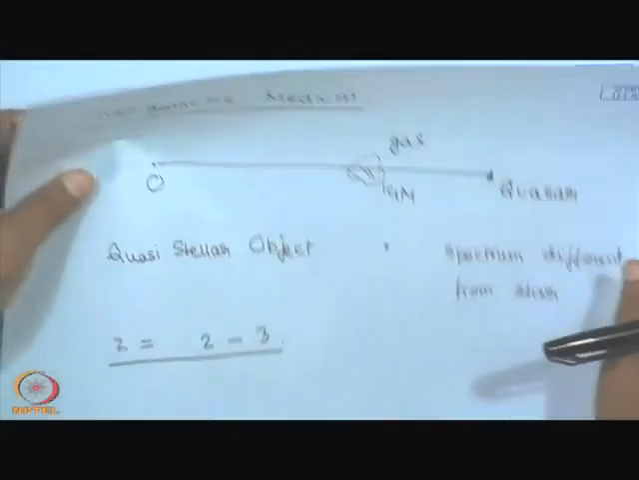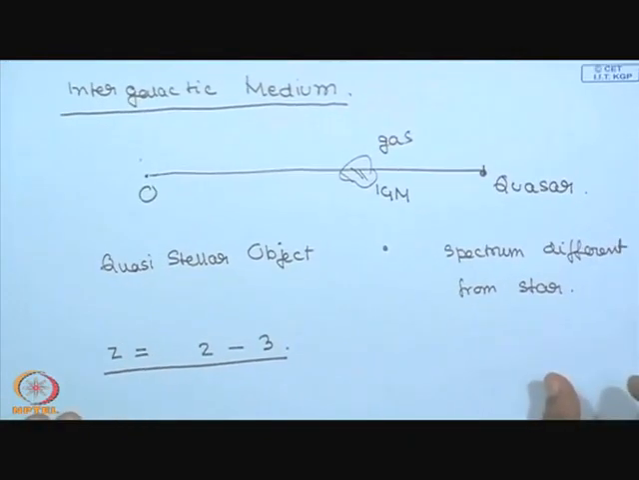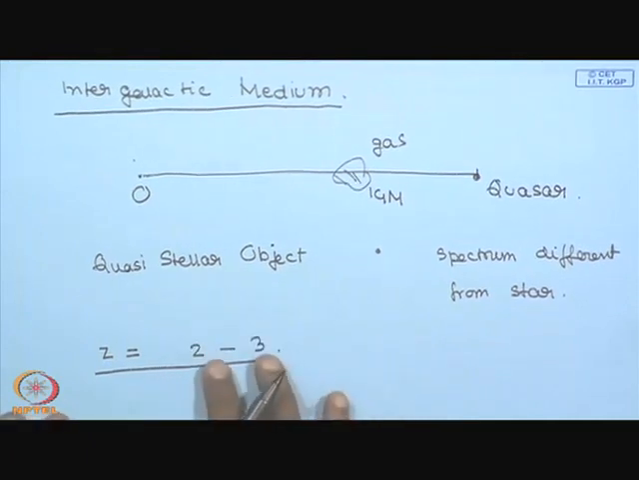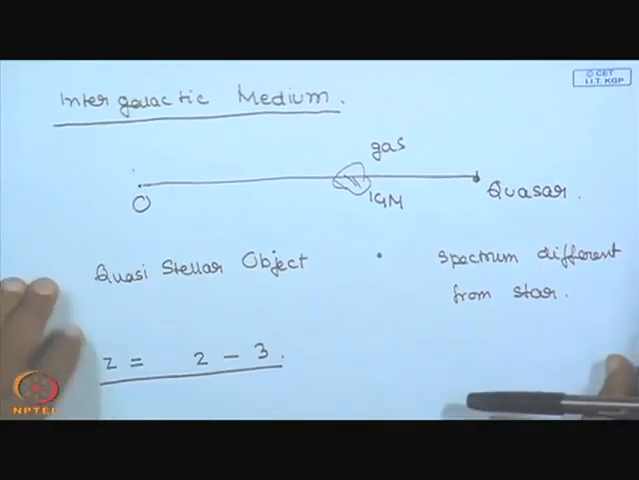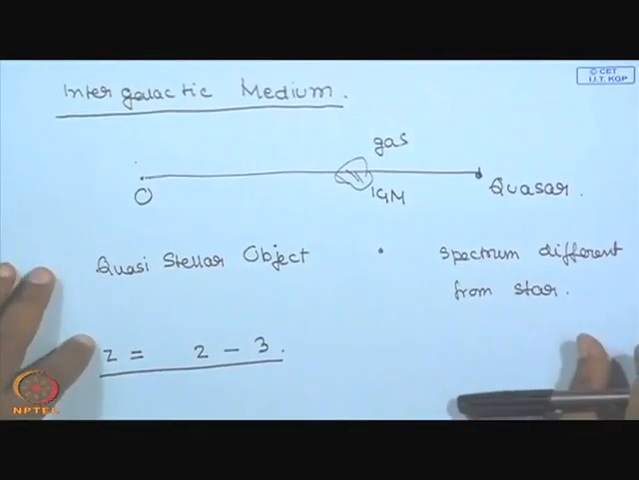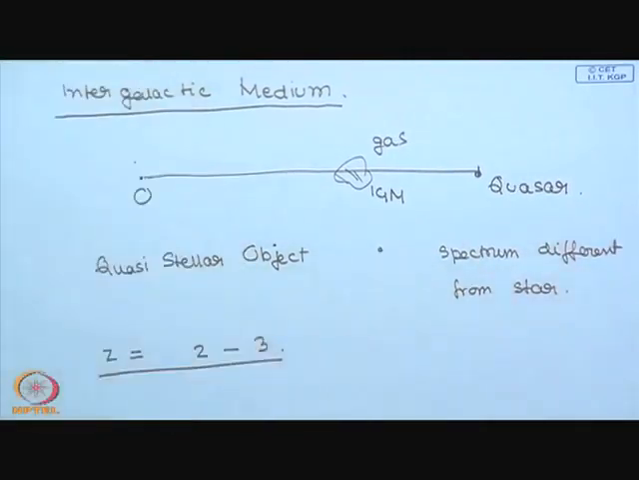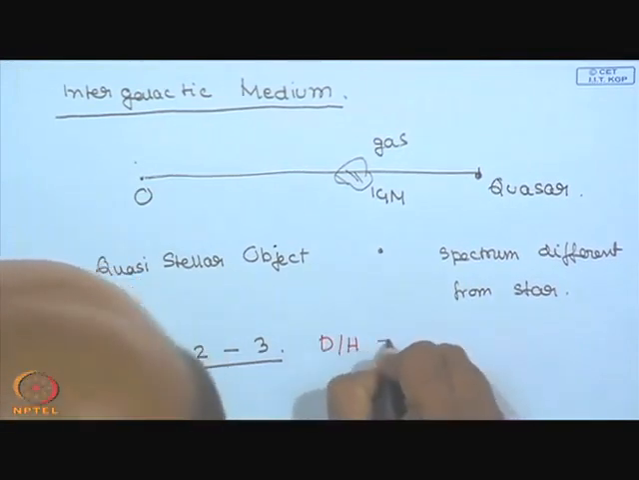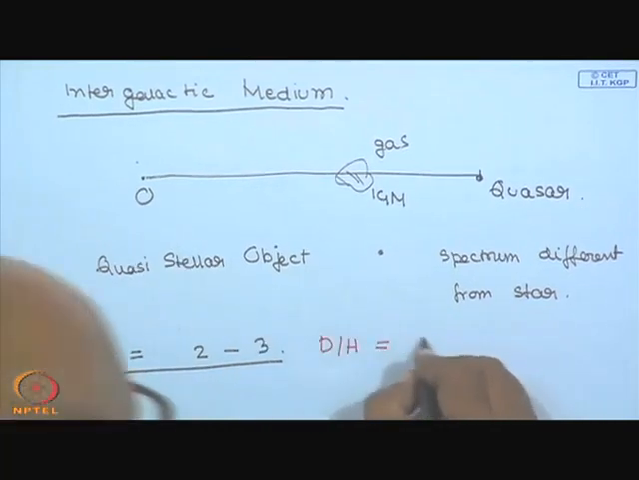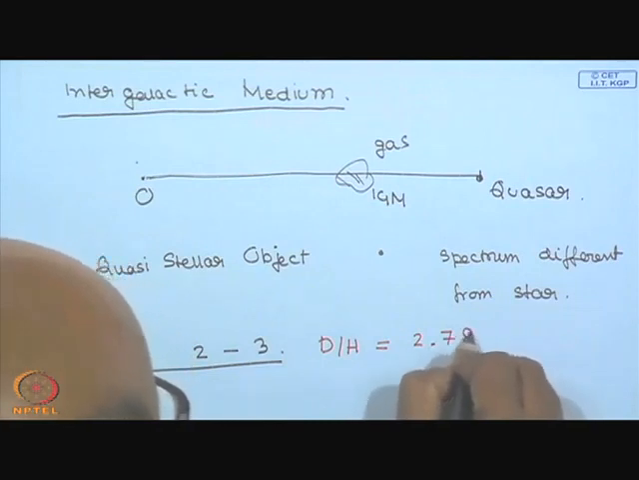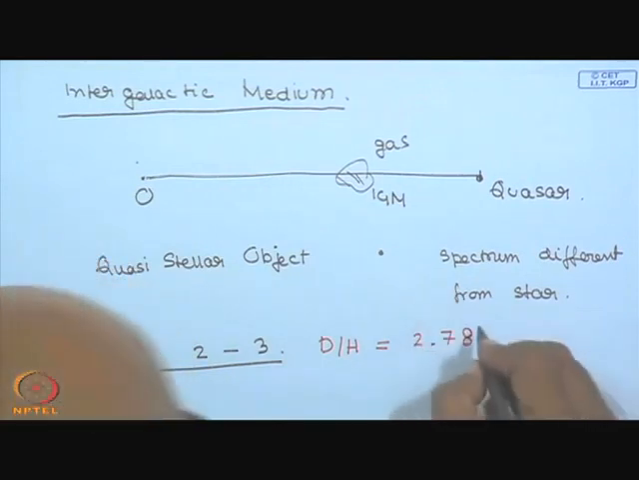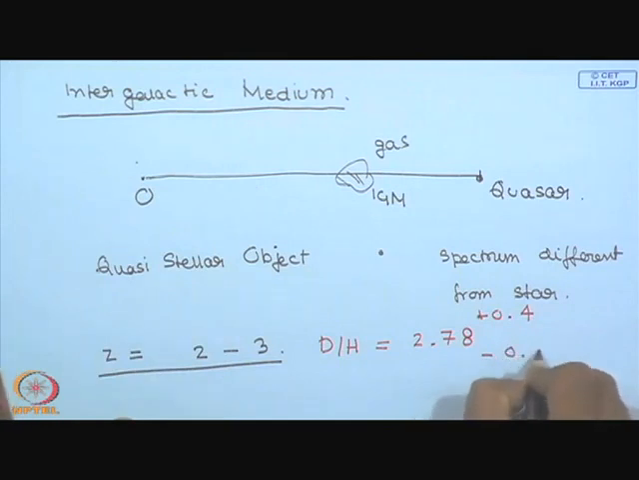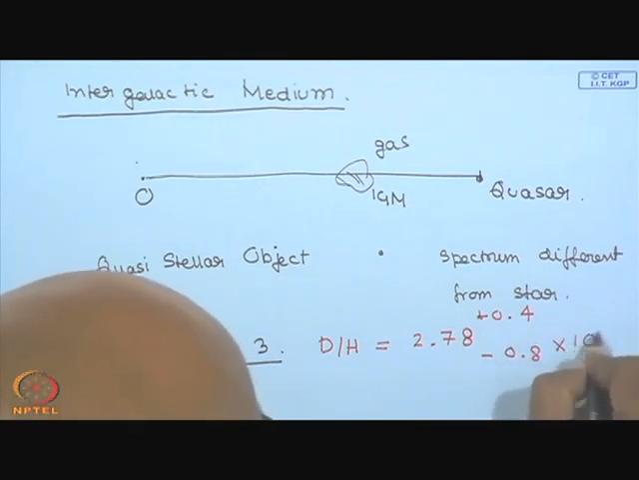So the observations of the intergalactic medium allow us to probe high redshifts. If you go back in the past, fewer stars would have been formed, and there is less chance of having removed some of the deuterium. Observations along the line of sight to high redshift quasars now tell us that D by H has a value 2.78. Let me also give the error bars: plus 0.4 and minus 0.8, into 10 to the power minus 5.